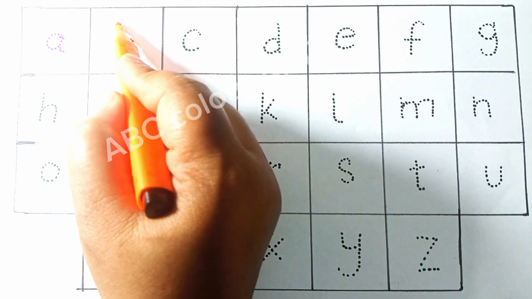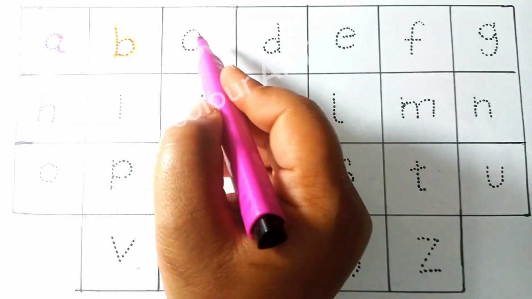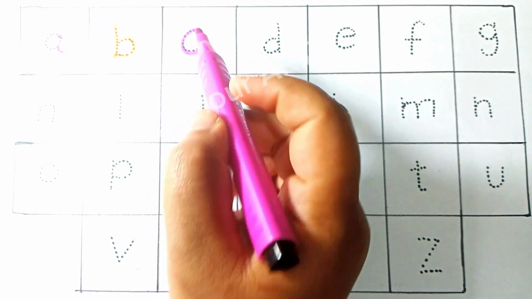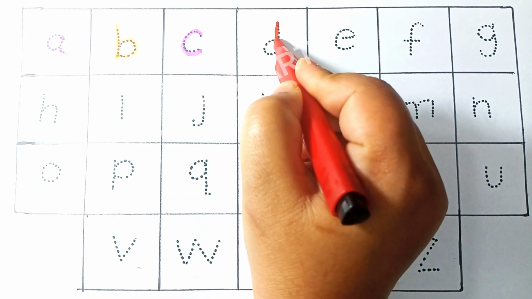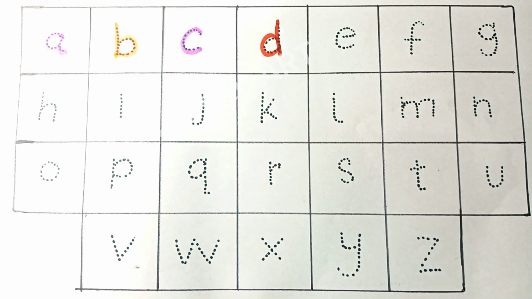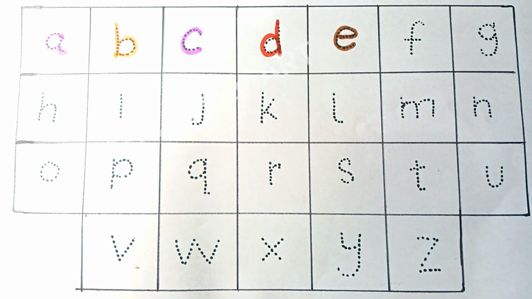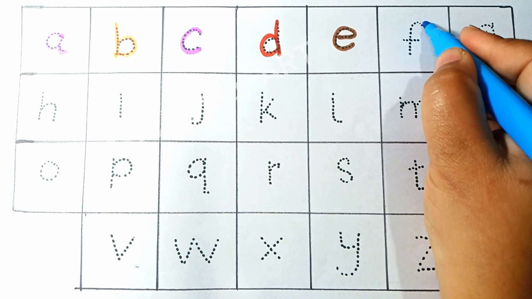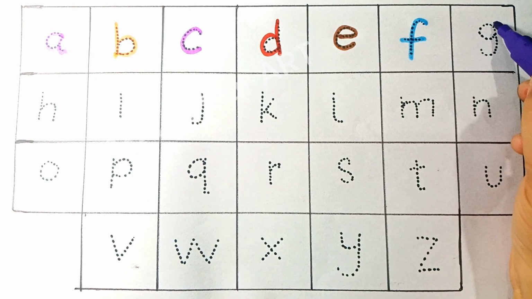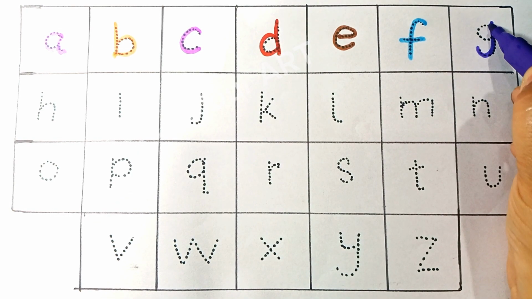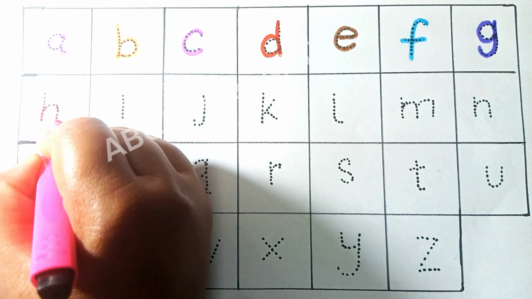A for ant, B for balloon, C for car, D for duck, E for egg, F for fish, G for gate, H for hen.